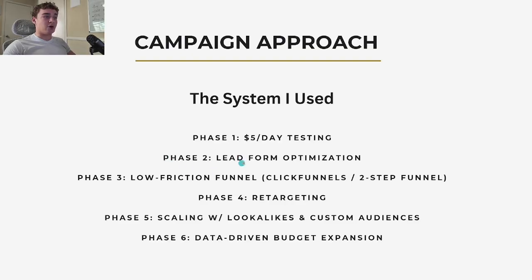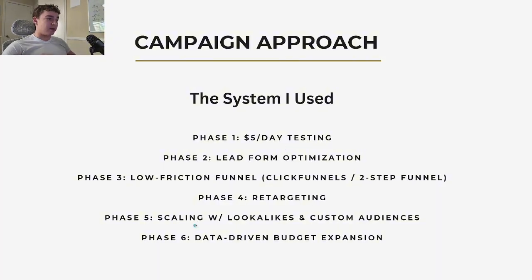Phase two is the lead form optimization. This is where we switch from traditional lead forms to a funnel, maybe a click funnel, a two-step funnel, anything simpler than having them fill out a lead form, because now we have data. We can retarget them. That leads us into phase three, the low friction funnel with click funnels, a two-step funnel, like I just said. Phase four is retargeting. We're going to retarget the people who showed interest in phase one in our testing strategy, and take that data and only push our ads out to them.